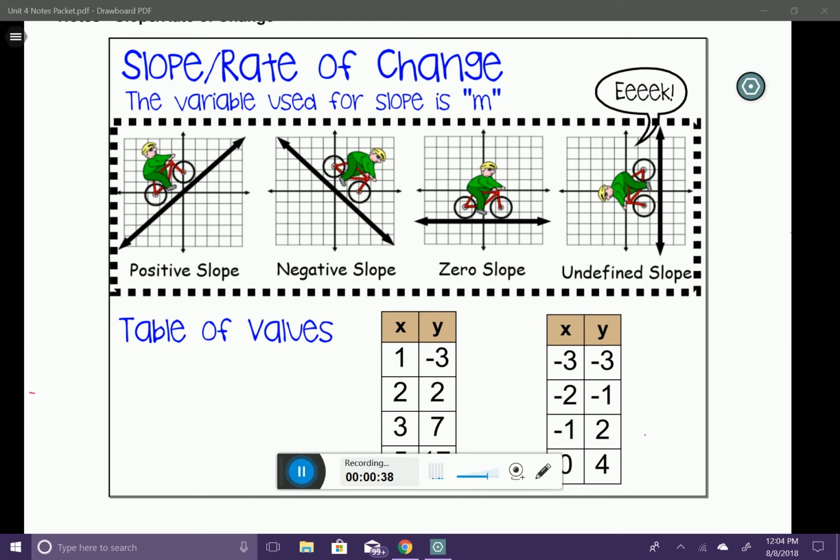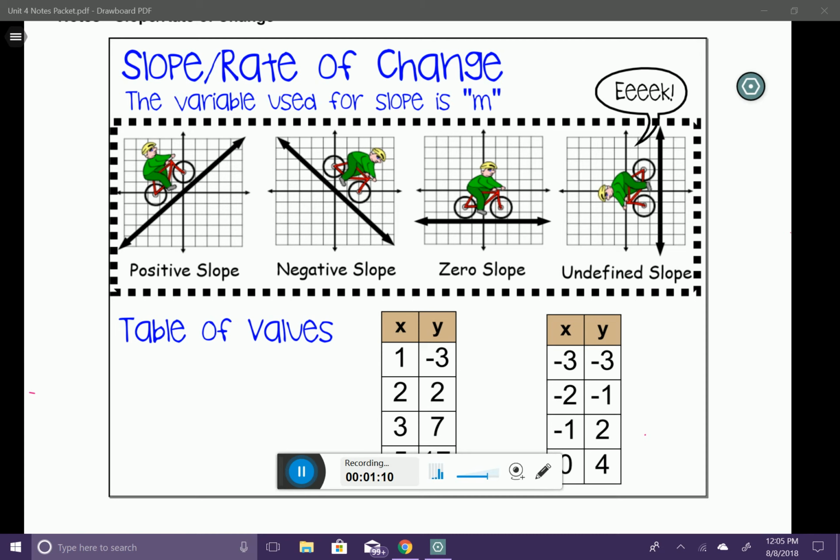So you can see that the first picture here is the biker is going uphill. Now, when we read this, we always read like we're reading a book, from left to right. So in this case, the biker is going uphill from left to right, which is going to create a positive slope. The second one, you can see that the biker is going downhill from left to right, therefore he's going down a negative slope. The third one, you can see that the biker is just biking on a flat surface, and this is called a zero slope when you have this flat surface.